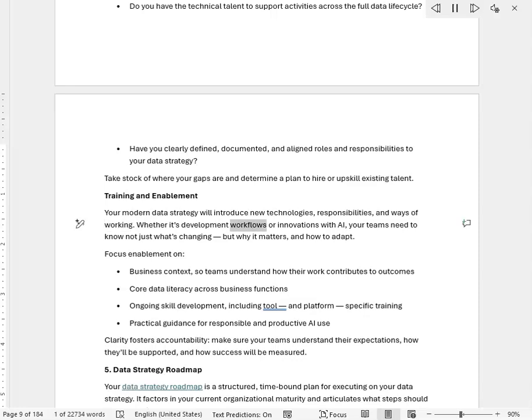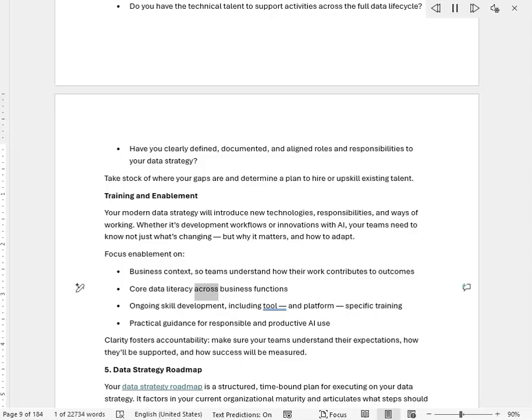Whether it's development workflows or innovations with AI, your teams need to know not just what's changing, but why it matters and how to adapt. Focus enablement on business context so teams understand how their work contributes to outcomes.